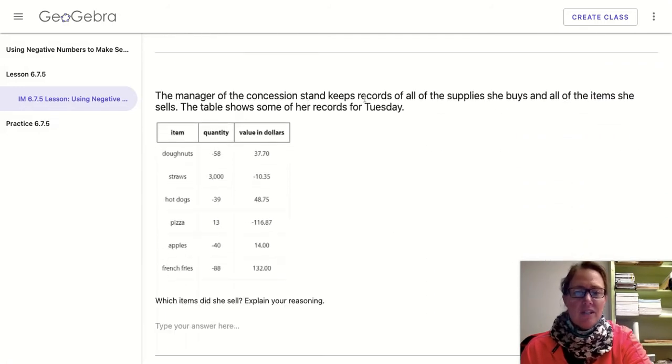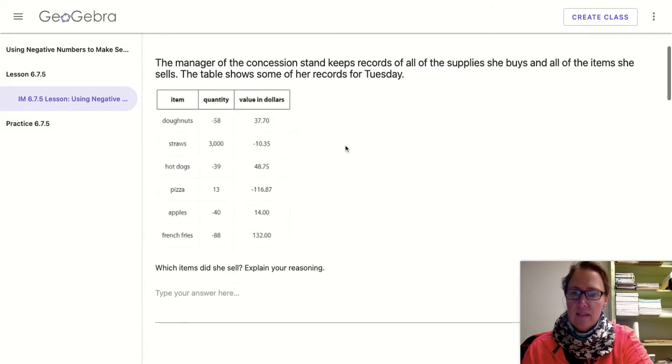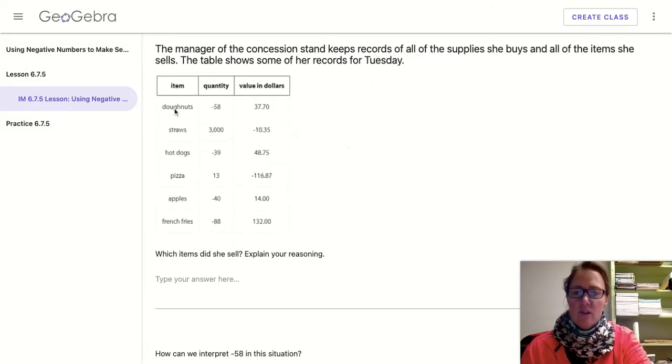So the manager of the concession stand keeps records of all the supplies she buys and all the items she sells. The table shows some of her records for Tuesday. So it looks like donuts, negative 58, positive $37.7. Straws, 3,000, negative 10.35. So which items did she sell?